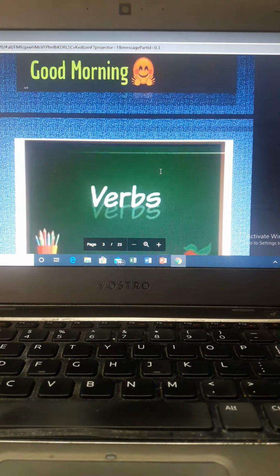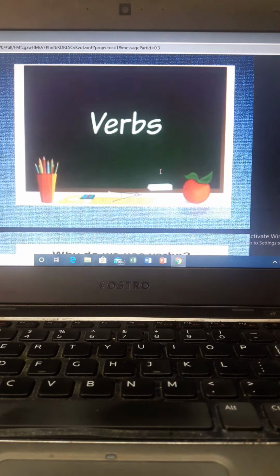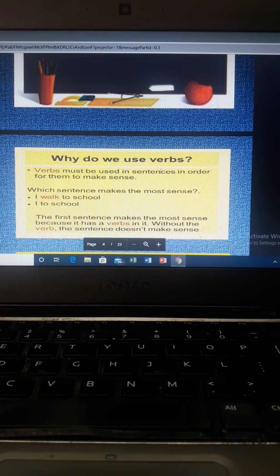Right, so we begin with the verb today. What exactly is a verb? A verb is a word which tells us something about a person or a thing, isn't it? Like we can take an example over here. Suppose the example says, I walk to school. Over here, the verb is walk. And the other sentence is, I to school.